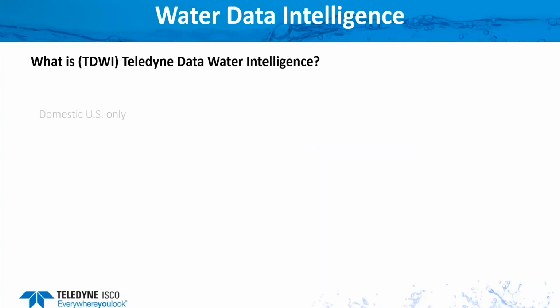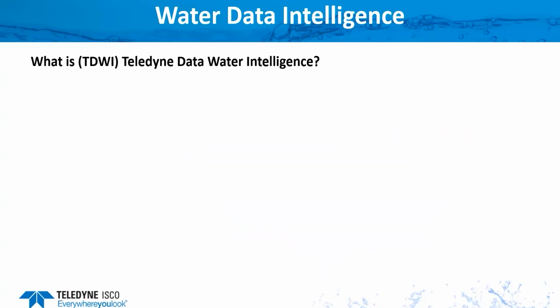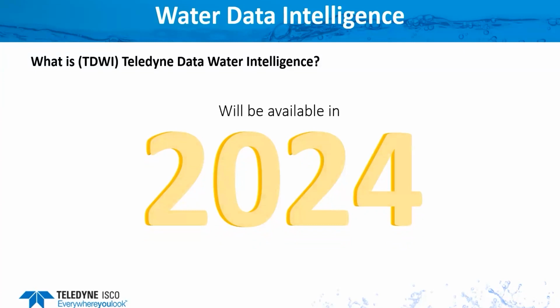Now, where is this going to be used? This data intelligence platform is going to be used domestically only in the continental US and Canada and Alaska. So when will this new Teledyne Water Data Intelligence platform be available? Next year, 2024, which isn't that far off, just a couple months away.